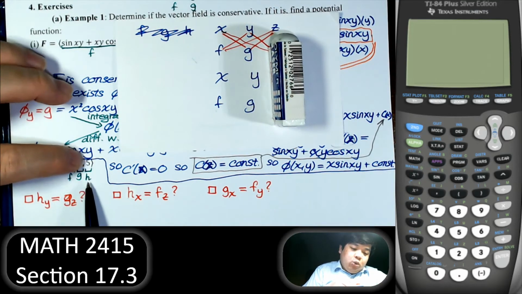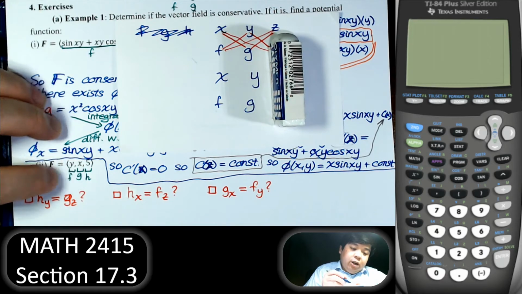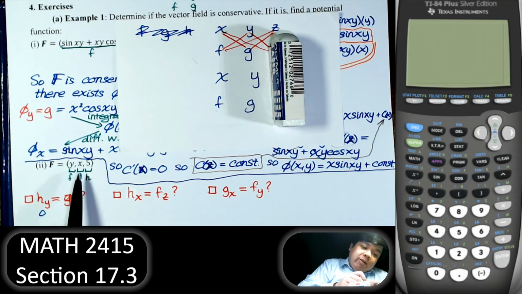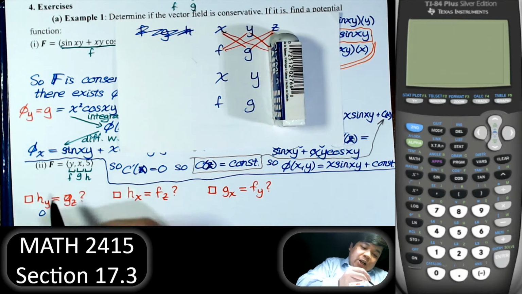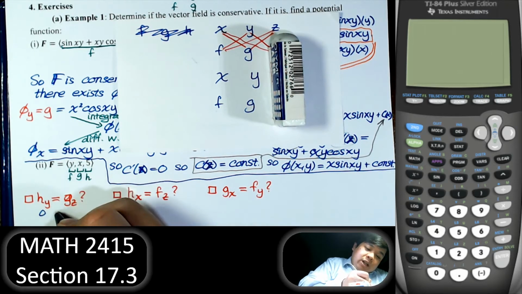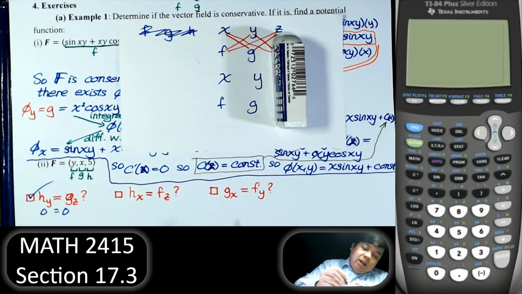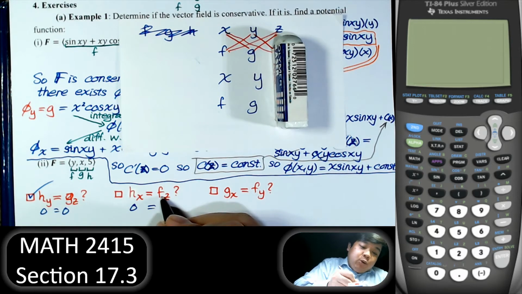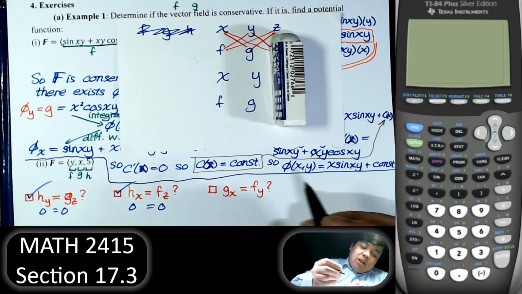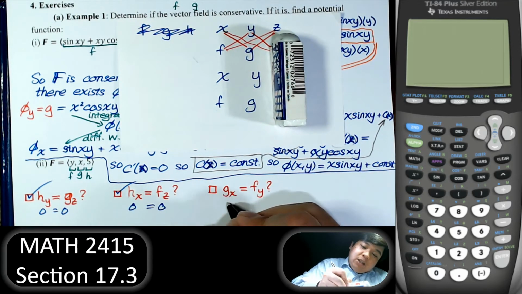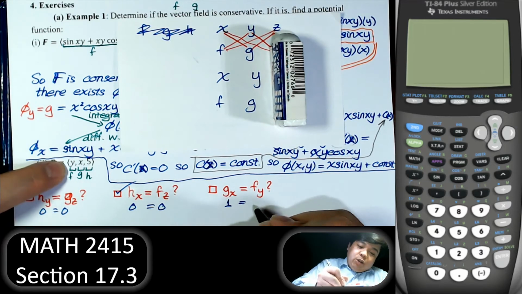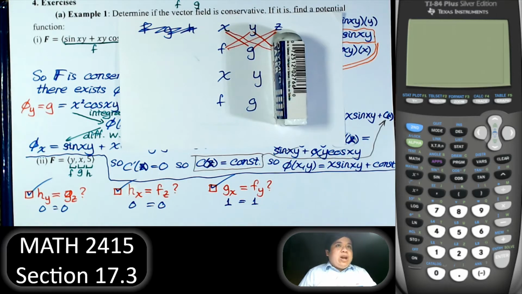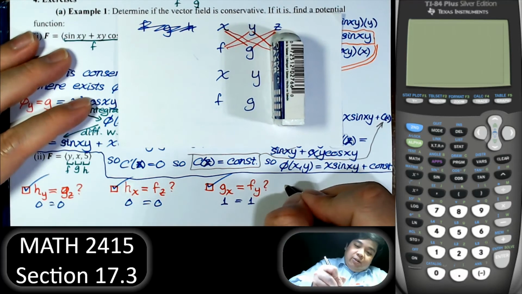But this function is easy, we just check that. The derivative of h with respect to y is 0, and the derivative of g with respect to z is also 0, so yes. The derivative of h with respect to x is 0, and the derivative of f with respect to z is also 0, so yes. The derivative of g with respect to x is 1, and the derivative of f with respect to y is 1, so yes, check. All three are checked. F is conservative.